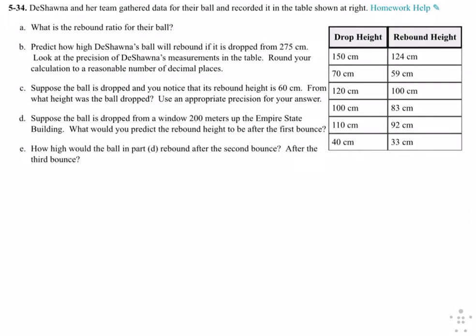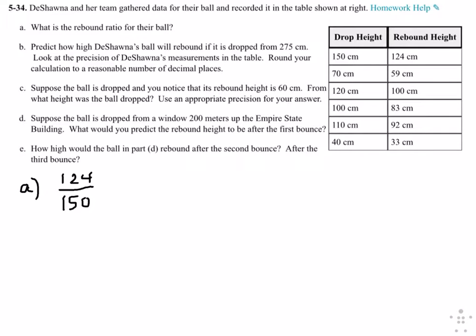Okay, for 34, they have a table of drop height versus rebound height. So A says what's the rebound ratio. Now, we know it should be constant, but when you're measuring rebound heights, it could get tricky. So the rebound ratio is going to be how high it bounces divided by how high it started, the drop height. So let's take the first one, 124 over 150.